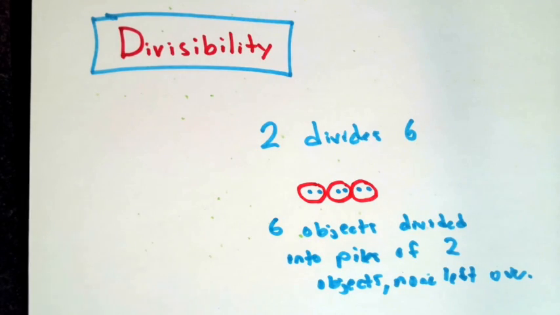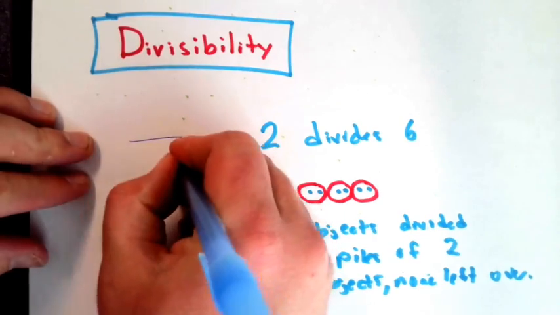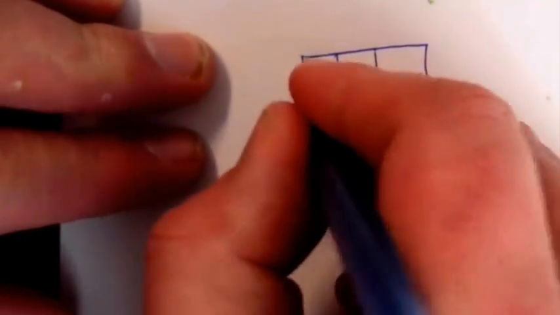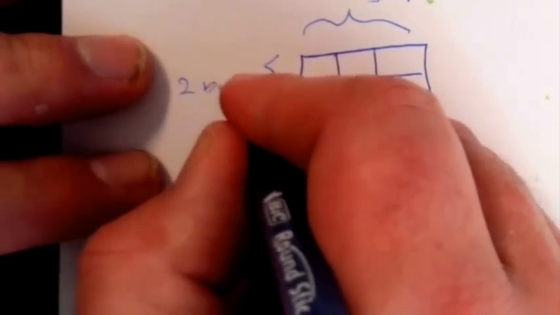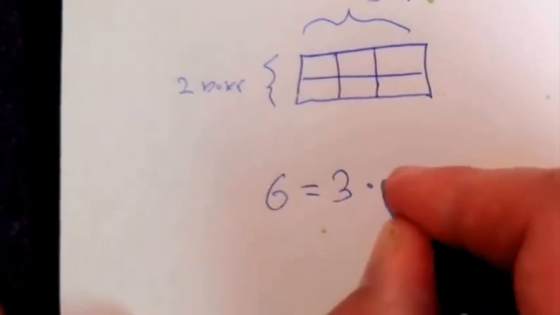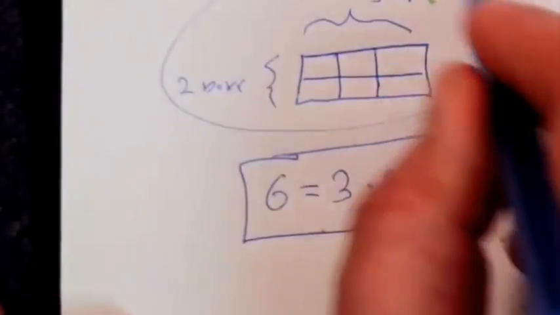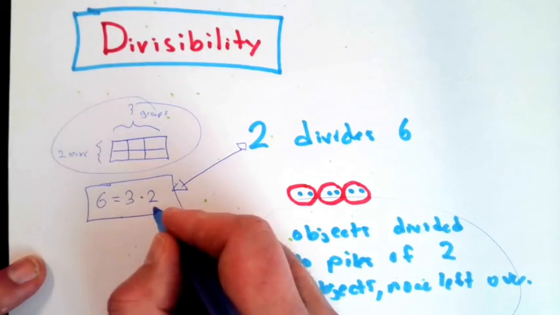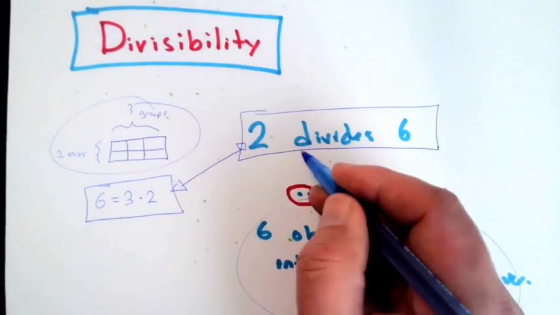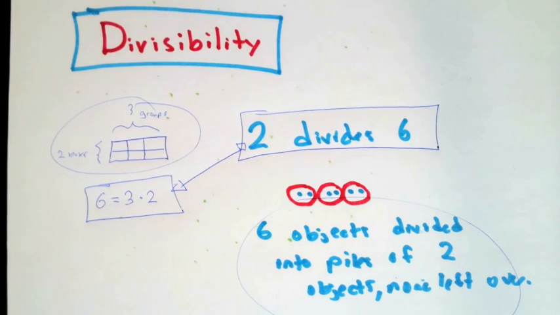But mathematically, the way that I would write that is that if I have 6 boxes, that can be written as 3 groups where each group has 2 boxes. 6 is equal to 3 times 2. So this is the physical interpretation. This is the mathematical statement. This is the mathematical statement in symbols. This is the mathematical statement in words. And so that's what it means to divide something.